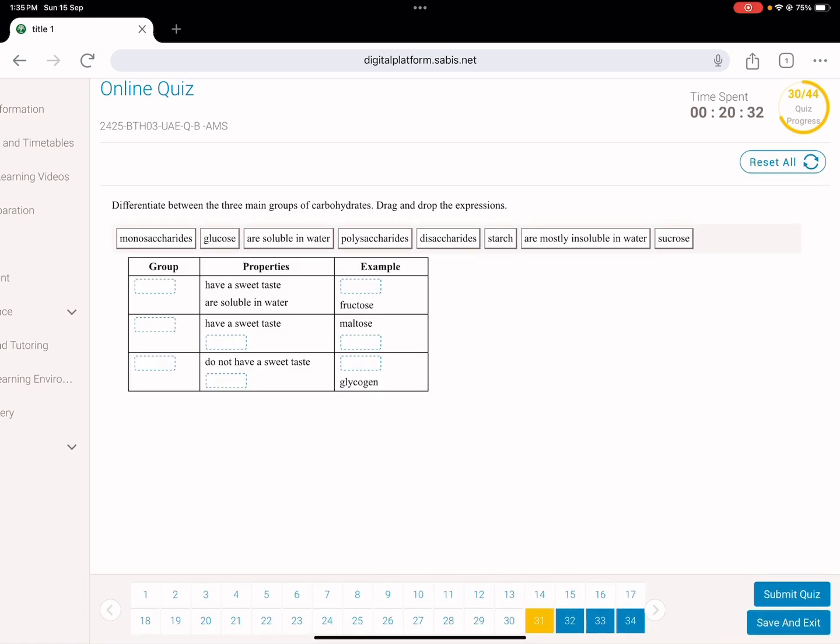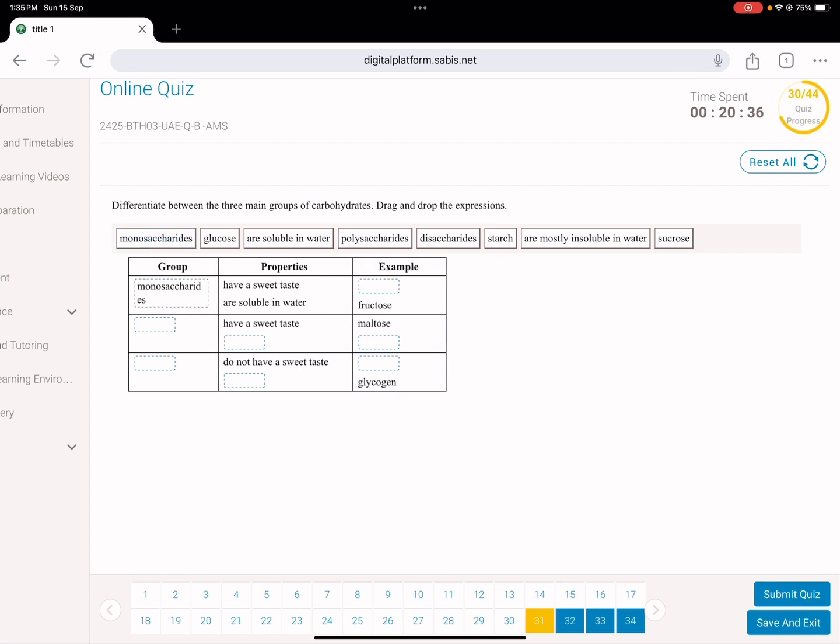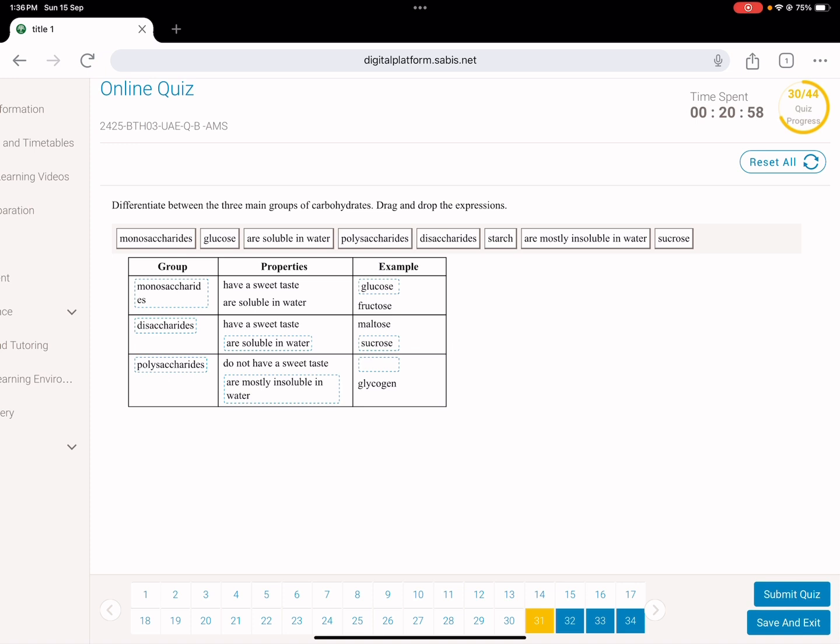Okay, so fructose is a monosaccharide, so one sugar. Another example is glucose. Now, disaccharides like maltose have a sweet taste and are soluble in water. Another example could be sucrose, which is made up of glucose and fructose, while polysaccharides are insoluble in water and do not have a sweet taste. An example would be glycogen and starch.